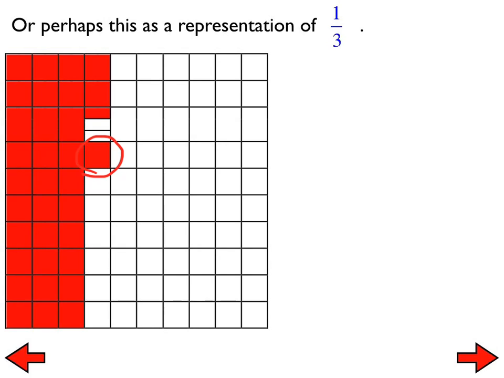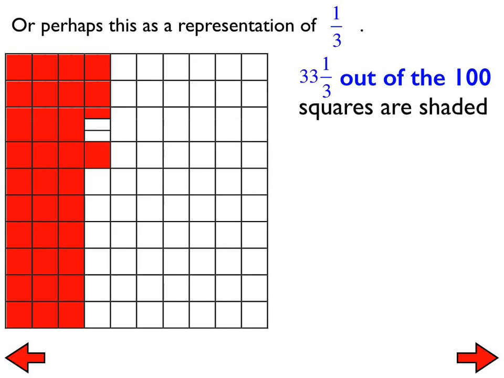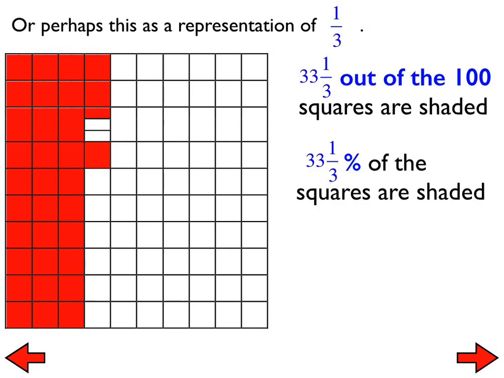Now why did it have to be 33 1/3? Well, because 33 1/3% is an equivalent representation of 1/3. So make sure that you shade in an extra square there. So 33 1/3 out of the 100 squares are shaded. 33 1/3% of the squares are shaded. And of course, these are all representations of the same value. 1/3 can be represented as 33 1/3 out of 100 or 33 1/3 over 100, and that can also be represented as 33 1/3%.